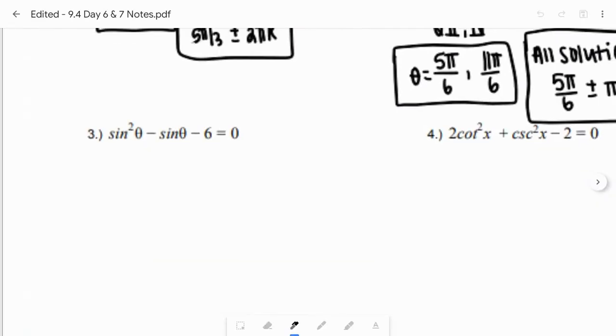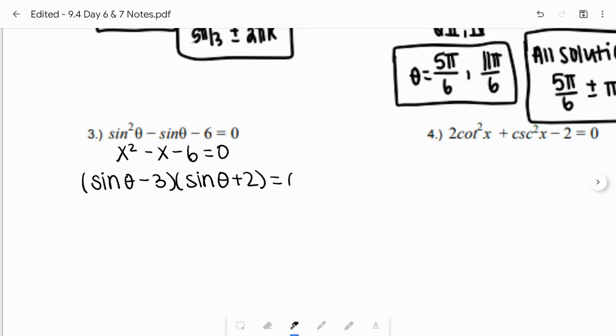Number 3, we have sine squared theta minus sine theta minus 6 equals 0. So right away, this looks like x squared minus x minus 6 equals 0 to me. And I know that that's easily factorable. So we can factor this to be sine theta minus 3 times sine theta plus 2 equals 0.